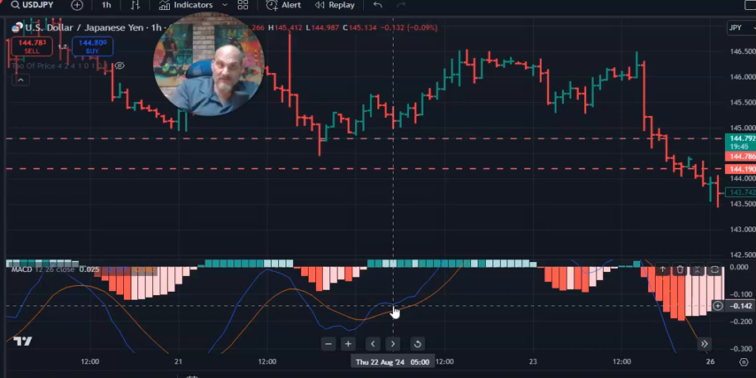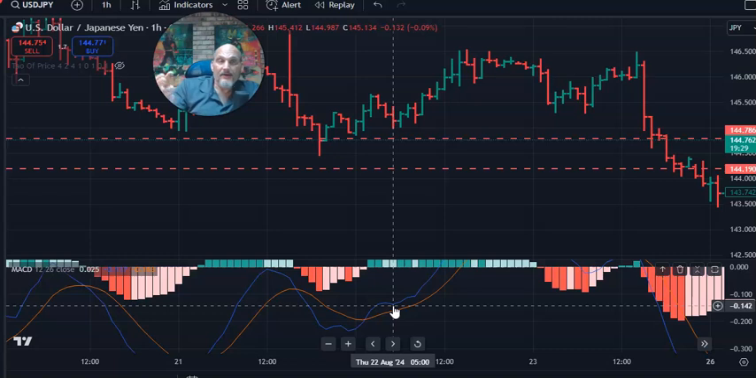Okay, support and resistance, real important stuff. In a bullish market, support often holds and resistance is often broken. In a bearish market, support rarely holds and resistance always holds.